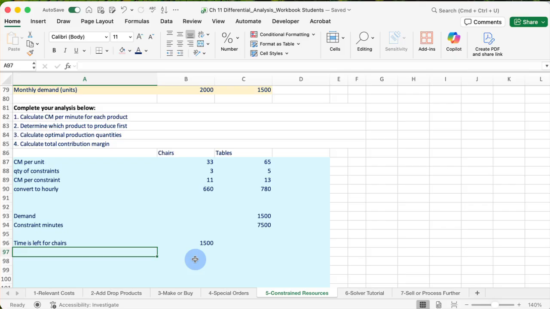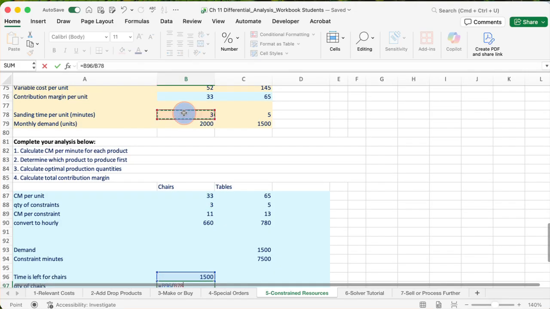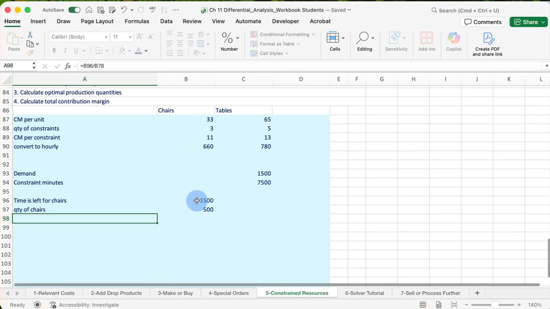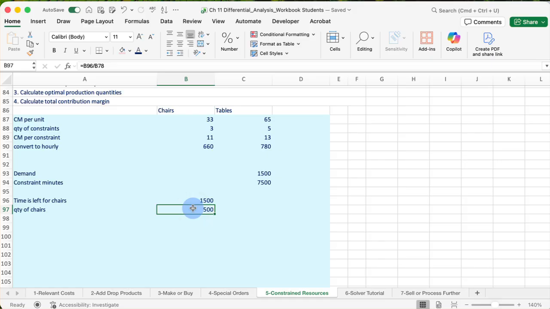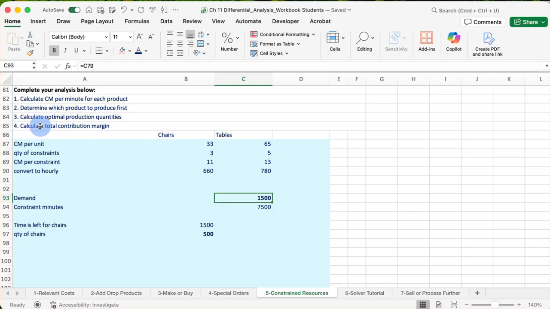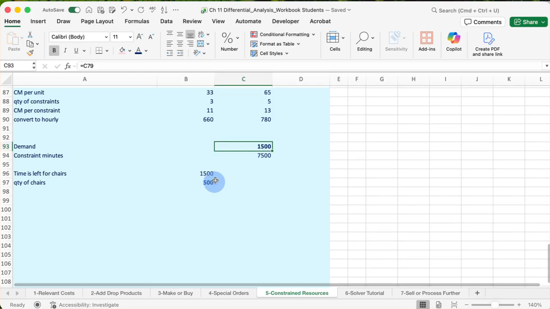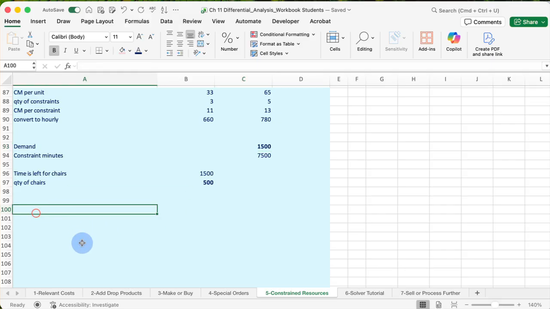And we need to now figure out the quantity of chairs that we can produce within that time frame. And so if we take the 1,500 and divide it by the 3 minutes per chair, we see that we can produce 500 chairs. So our product mix is going to be to produce 1,500 tables and 500 chairs. The last step I told you was to calculate the total contribution margin for this combination of things. And so we can do that down here.